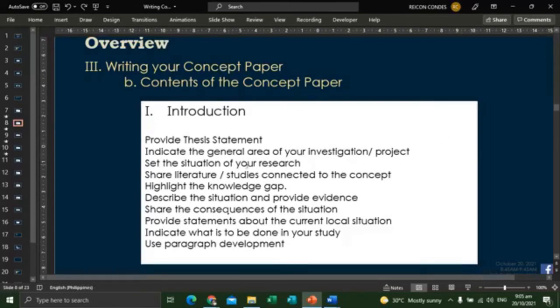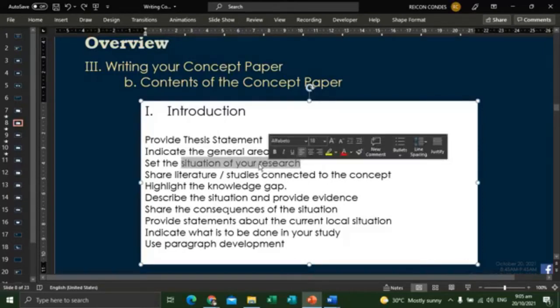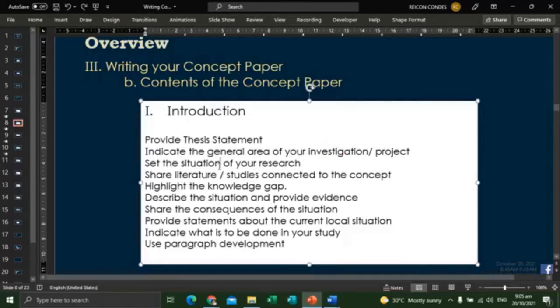Then, I always ask dun sa ilan sa mga ko-consult ng situation or yung local context. I-contextualize mo ang iyong idea, anong nangyayari sa locality. So, you set your discussion in the local situation or set the situation. Ano ba ang meron? Ano ba ang wala? And then, sa introduction section pa lang, you should be able to share literature or studies connected to your concept. And of course, do not forget to highlight the knowledge gap.